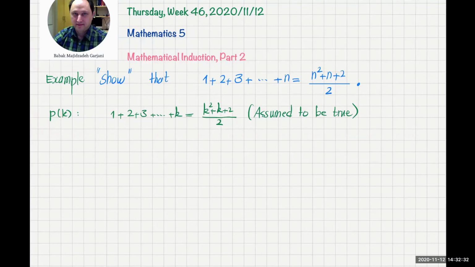Okay, now I show that Pk plus 1 is true. 1 plus 2 plus 3 plus up to k plus 1. By experience, you know it's better to write the previous one, and I replace k with k plus 1 everywhere.